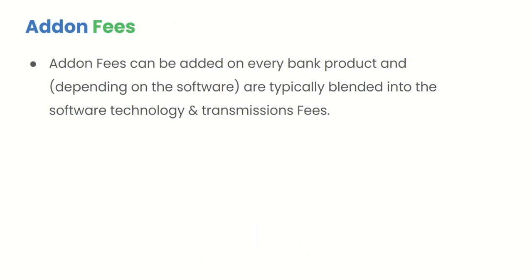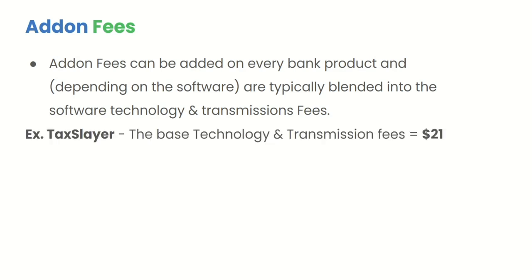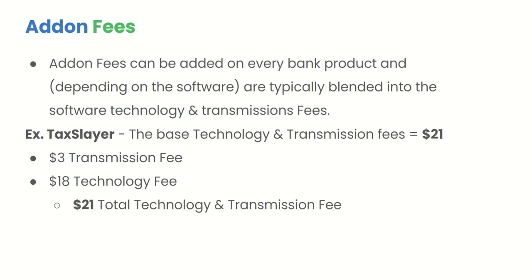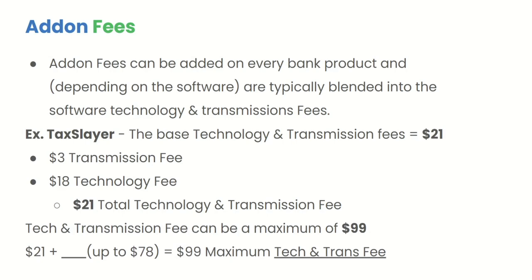Now, add-on fees can be added on every bank product as well and are typically blended into the software technology and transmission fees, right? So you can basically mark up the software tech fees, and that's what we call the add-on fee. For example, in TaxSlayer, the base technology and transmission fee is $21, and it breaks down like this: a $3 transmission fee and an $18 technology fee. So a total of $21 for the technology and transmission fee.